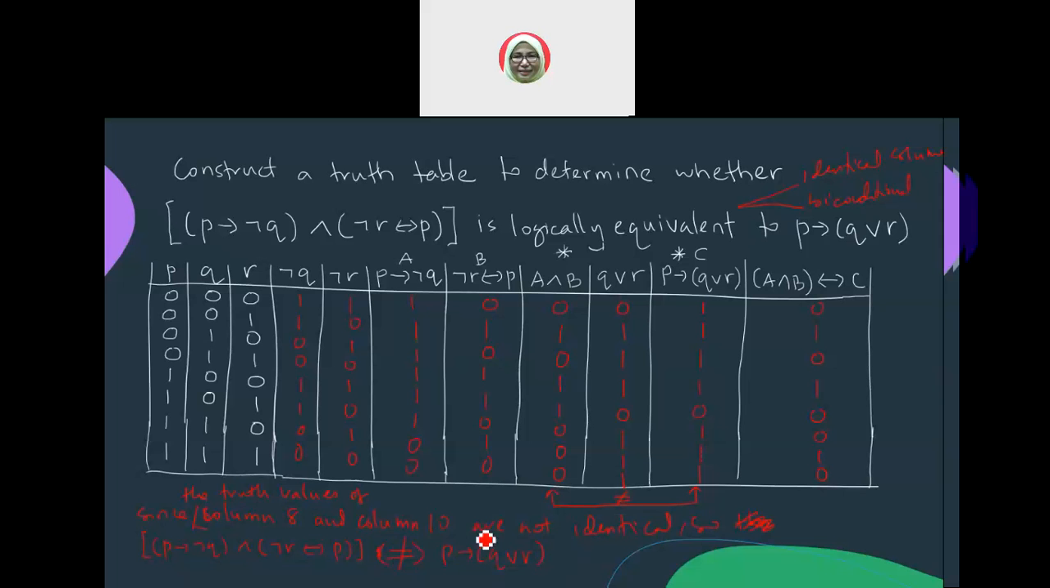Okay, that's one reason. Or you can write the reason using biconditional. You can write this way: since the biconditional in the last column is not a tautology, therefore this statement is not logically equivalent to this statement. Okay, so you understand that?